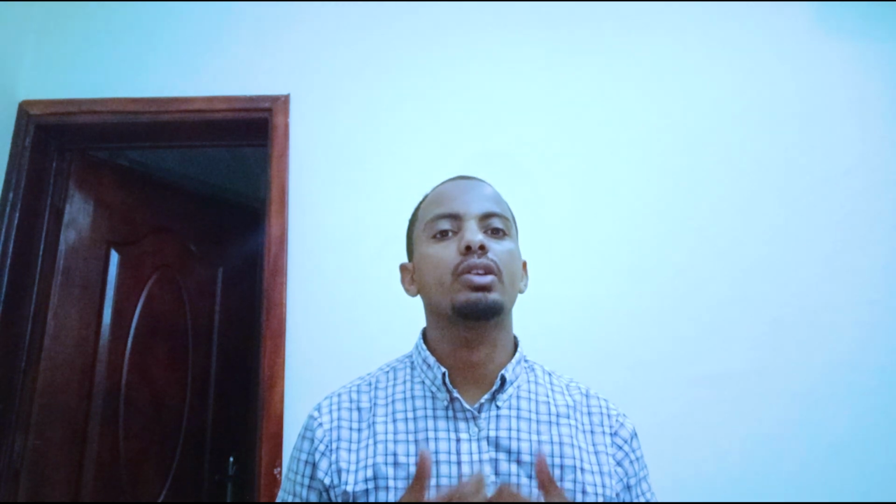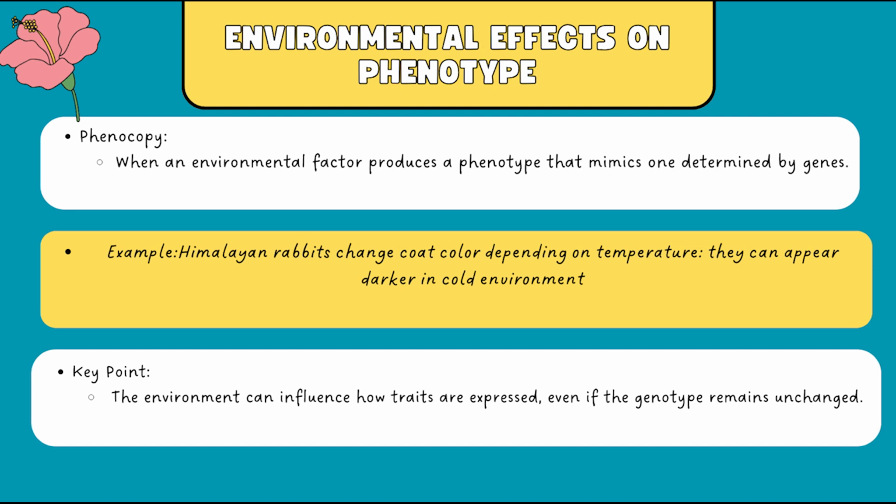Not everything is controlled only by our genes. The environment can also influence how traits are expressed, a phenomenon known as phenocopy. For instance, Himalayan rabbits may change their coat color depending on the temperature, resembling different phenotypes, even though their genetic makeup remains the same. This shows how the environment interacts with our genes to shape our appearance.